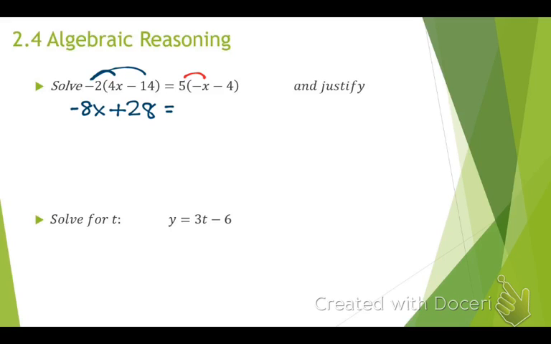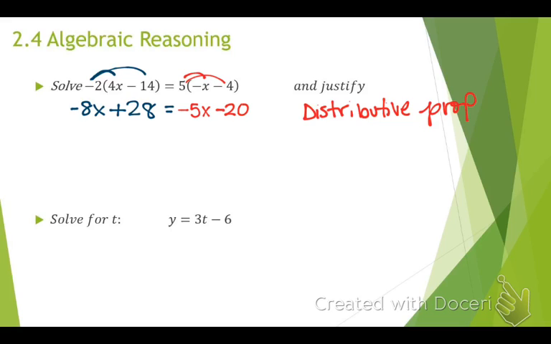What's 5 times negative x? Negative 5x. 5 times negative 4. Okay, so what property did we just do? Distributive. It's not the distributive property of equality, even though we technically distributed on both sides. When we use the property of equality, like we're about to, what would we move next?